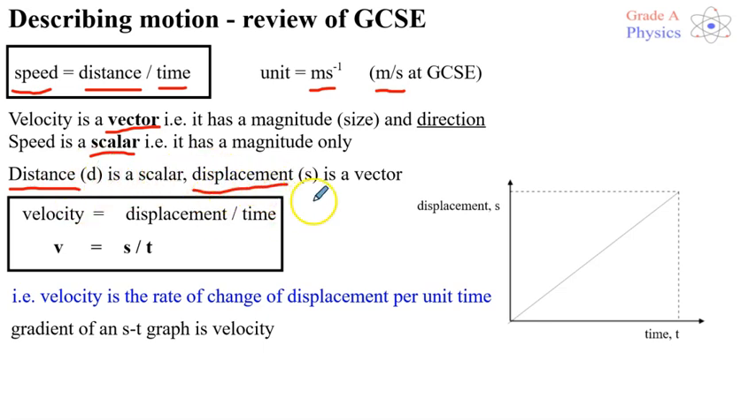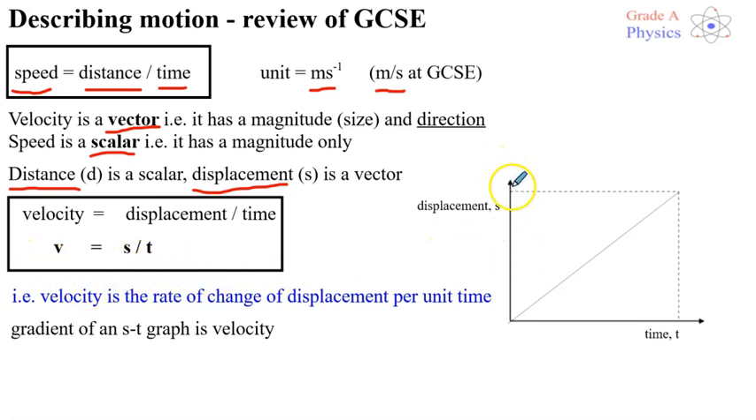So d for distance and s for displacement. Now you might have come across this before. It does cause a bit of confusion. So in this context, s is not seconds and s is not speed, s is displacement. So we can rewrite our GCSE formula, speed is distance over time, to our A-level formula, velocity is displacement over time. So v equals s over t.